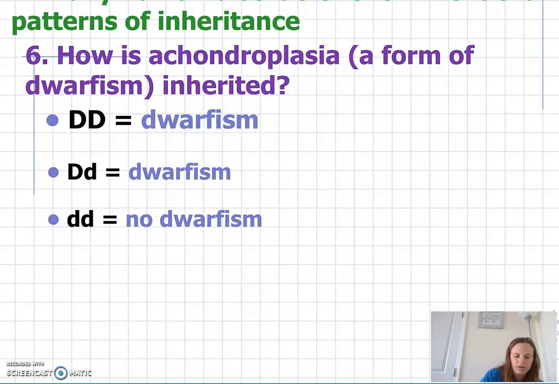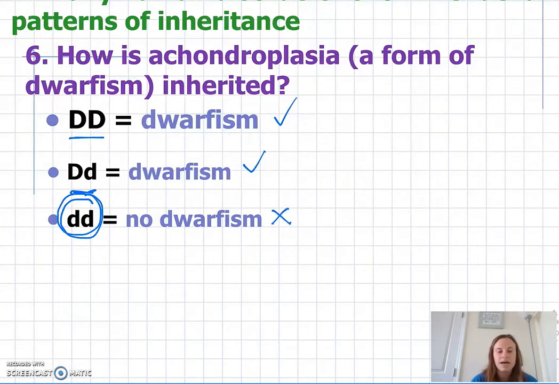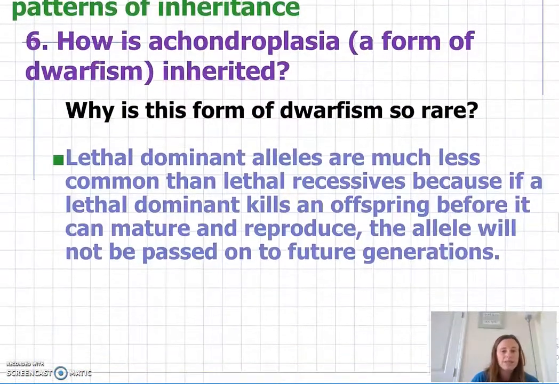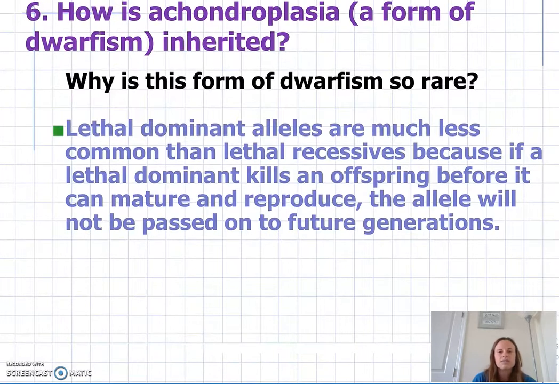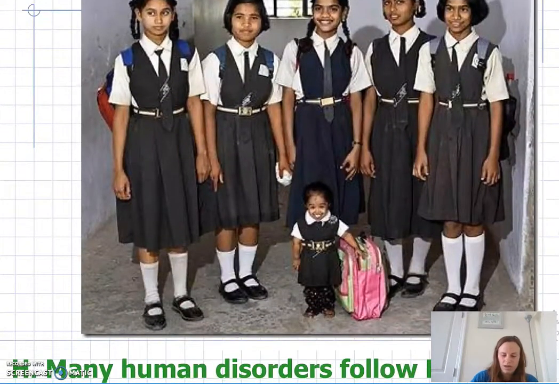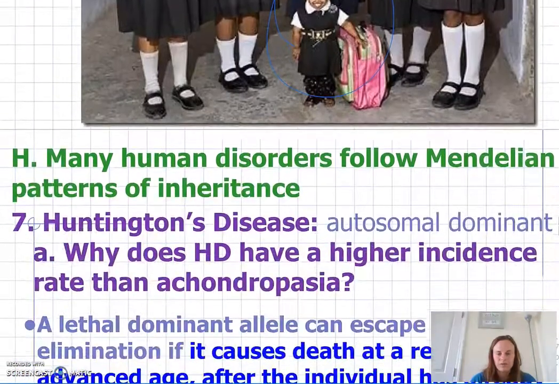Well, if I am homozygous dominant for the trait, I am a dwarf. If I am heterozygous dominant, I am a dwarf. However, if both of my alleles are recessive, I am not a dwarf. So why is this so rare? Because these dominant alleles are much less common than the lethal recessive alleles, because these dominant alleles kill the offspring before that offspring has a chance to mature and reproduce. Therefore, that lethal dominant allele does not get passed on to future generations. So here's a picture of a girl with this rare form of dwarfism.